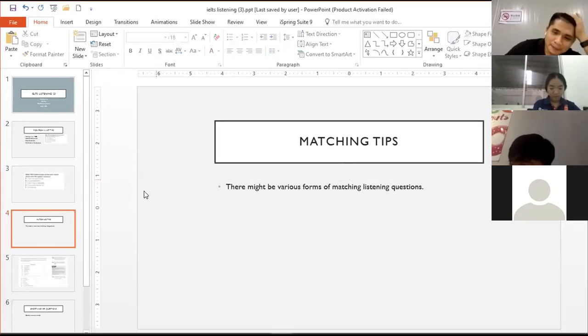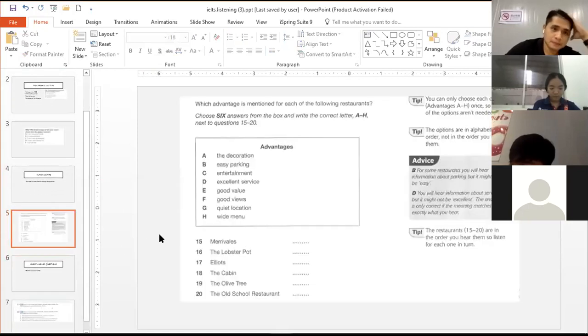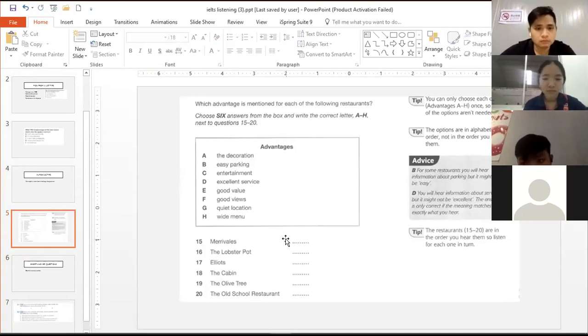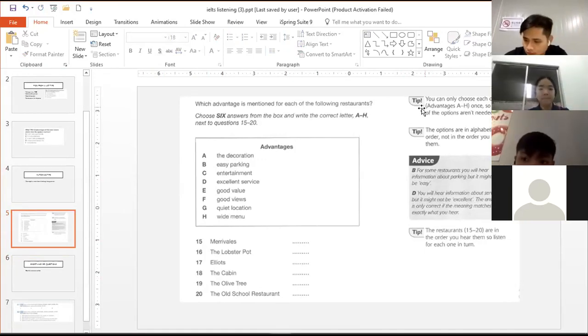Okay, so matching. This is one sample of a matching question. This is what it looks like. In this sample, you will need to match the advantages together with the place name or the course name down here. So the tip will be you can only choose each option once. Mostly there are more choices given compared to the answers, the questions that you have to complete.